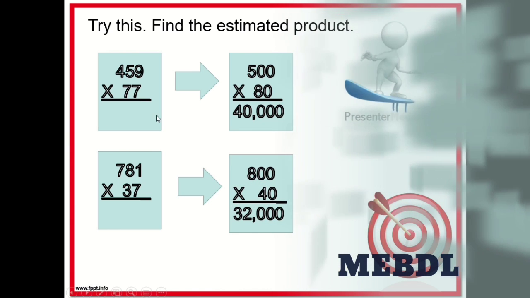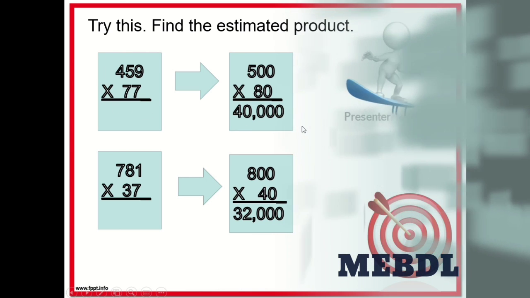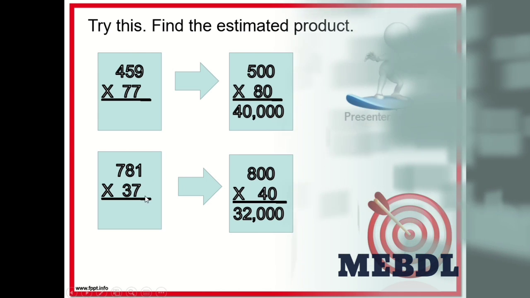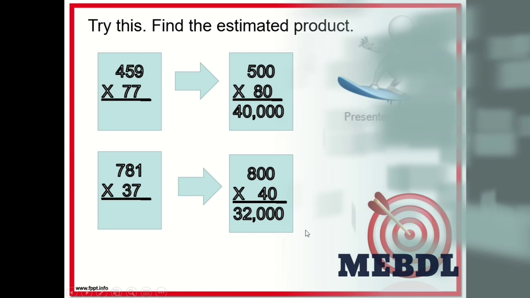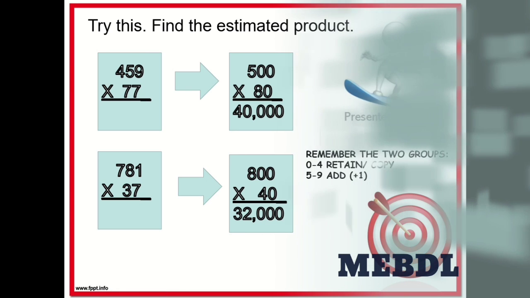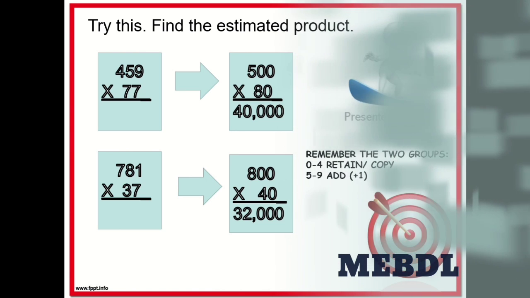Okay, 459 times 77. The estimated product is 40,000. Next, 781 times 37. The estimated product is 32,000. Okay, always remember the two groups. 0 to 4, retain or copy. 5 to 9, you just need to add 1.